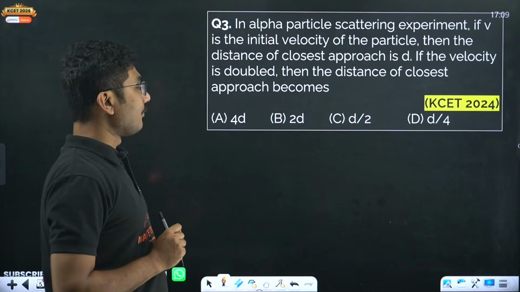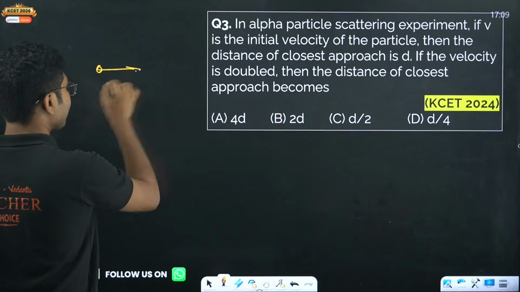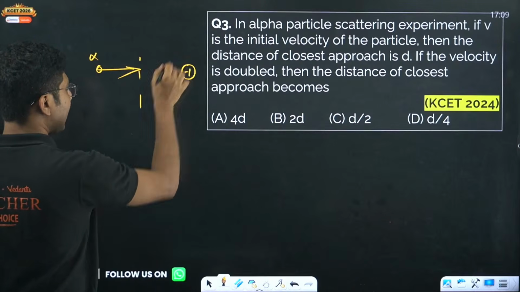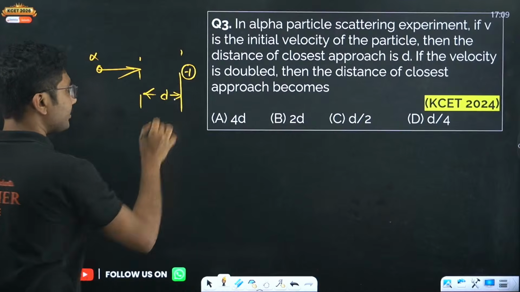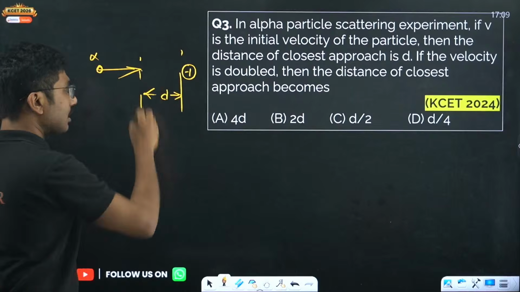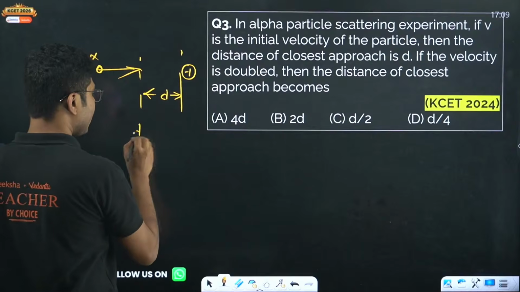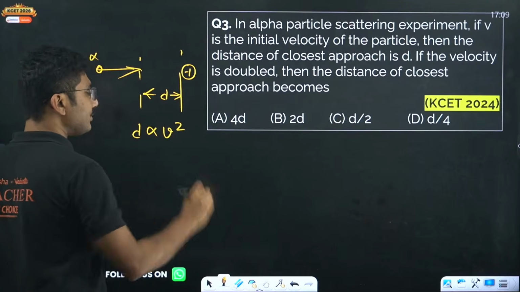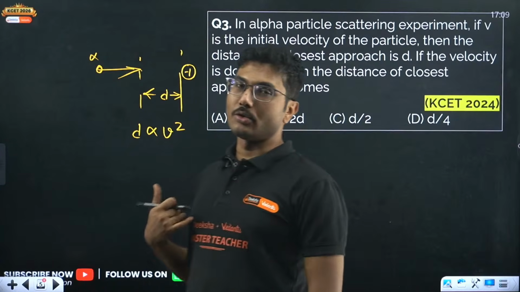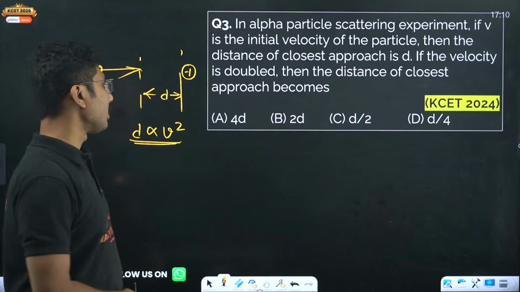Okay. In the alpha particle scattering experiment, if v is the initial velocity, the alpha particle is approaching the nucleus. The distance that it approaches the closest is called the distance of closest approach. At this point, the entire kinetic energy of the particle converts into potential energy. That means the distance of closest approach is proportional to v square, because higher the velocity, higher is the kinetic energy, and more close it will go near the nucleus. That means distance of closest approach is proportional to v square.